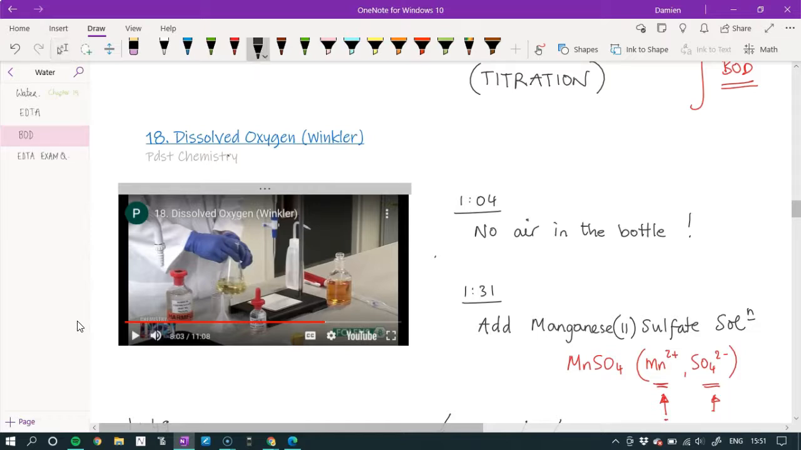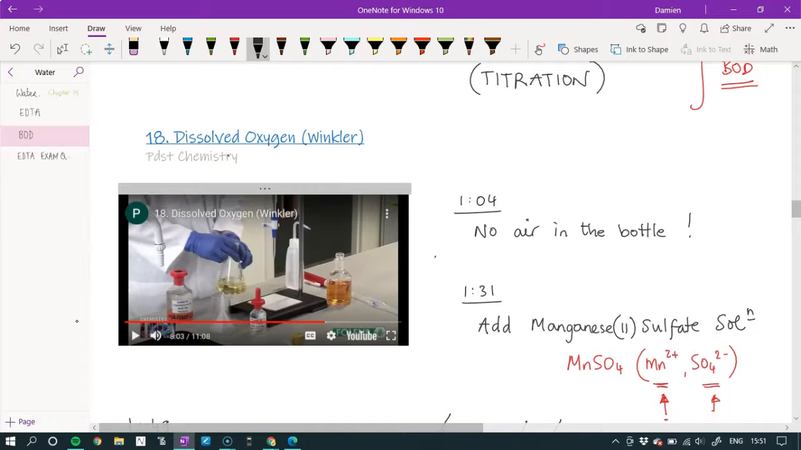When you want to do a colour change in this experiment, it goes colourless. But the pale yellow is so pale that it can sometimes be very, very difficult to see it go from pale yellow to colourless, to find that point. So what we do is we add some starch indicator. Now when you add starch indicator to that conical flask, it will turn blue-black.